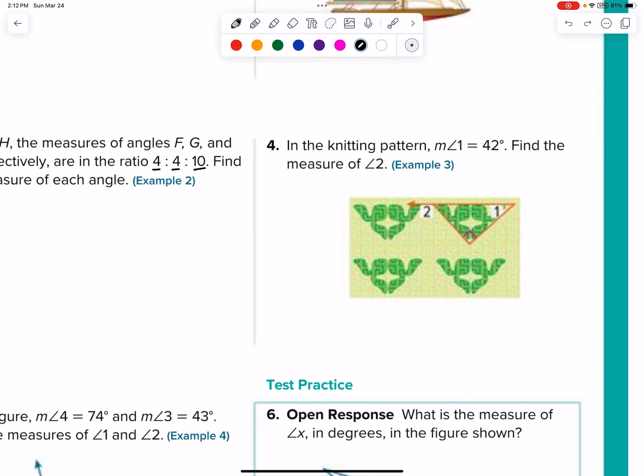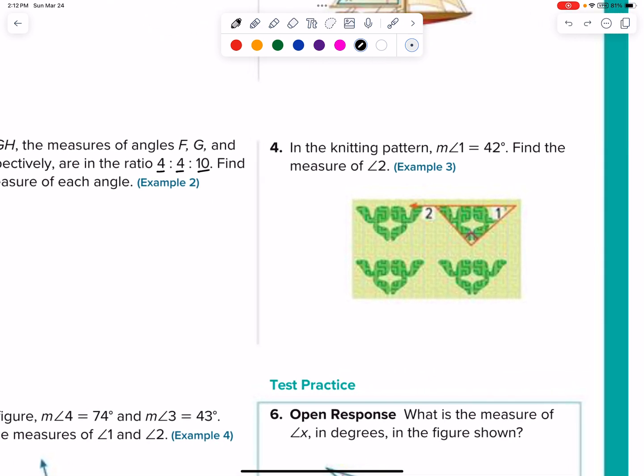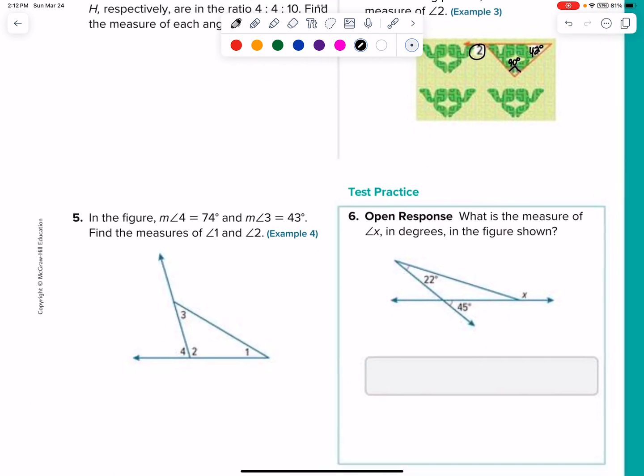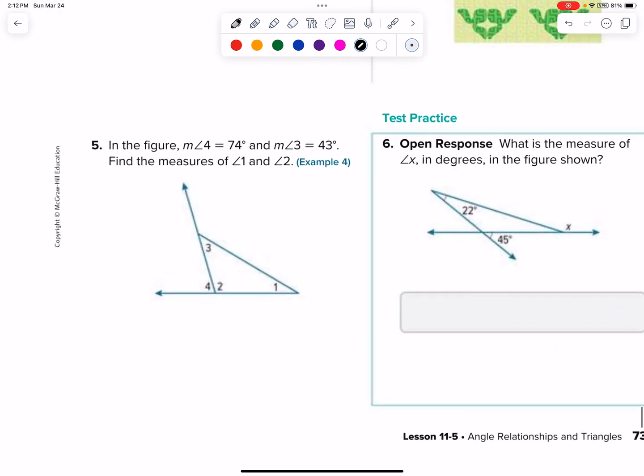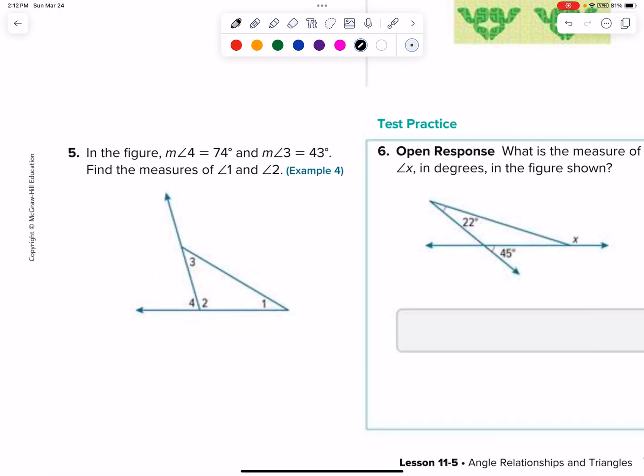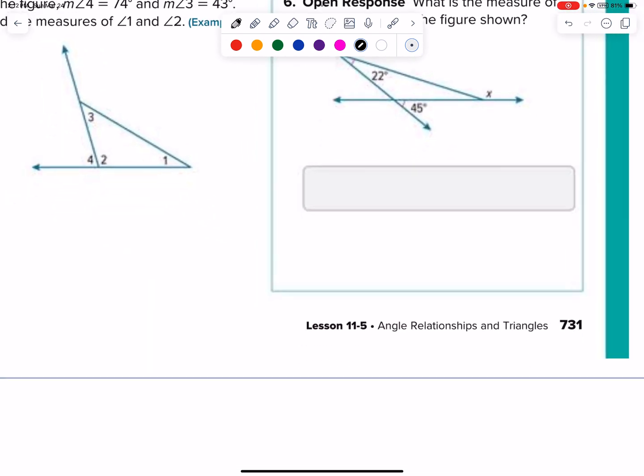All right, number 4, it says the knitting pattern, measurement of angle 1 is 42 degrees. Find the measurement of angle 2. So here's your external angle there, and just so you can see, you know that that's 90 degrees. So go ahead and solve that one. For 5 and 6 here, you're going to plug in your numbers that you know, and use your understanding of external angles, supplementary angles, things like that to solve 5 and 6.